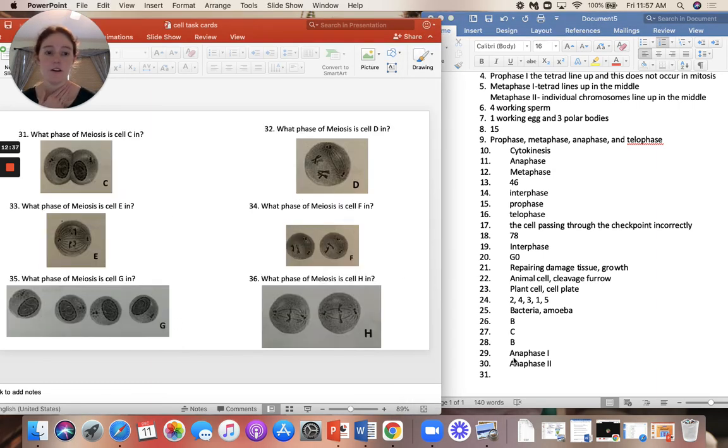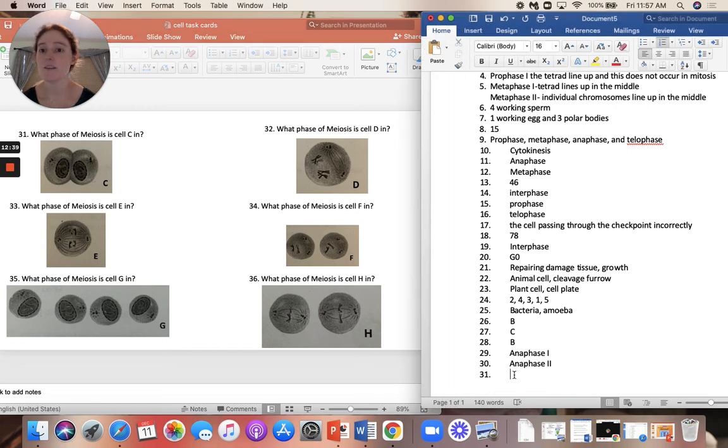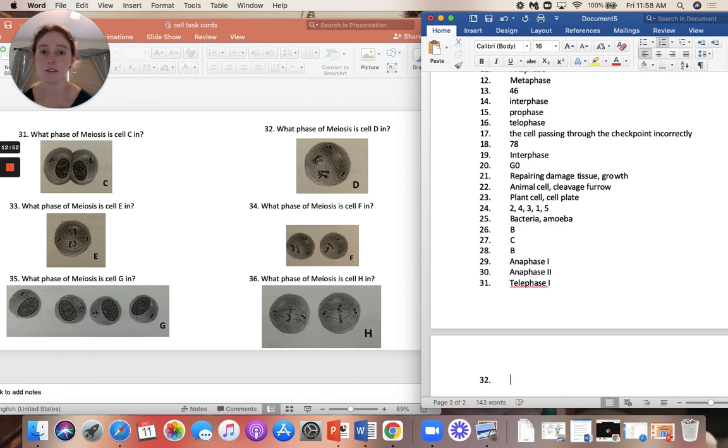Okay, and here we are for our final slide. What phase of meiosis is cell C in? So we have 1 cell that is starting to split into 2. So this is going to be telophase 1, because we don't have 2 completely separate cells yet. 32. What phase of meiosis is cell D in? So we're still in the very beginning. You can see the spindle fibers are starting to form. We only have 1 cell, so this is going to be part of meiosis 1, and it's going to be prophase 1.